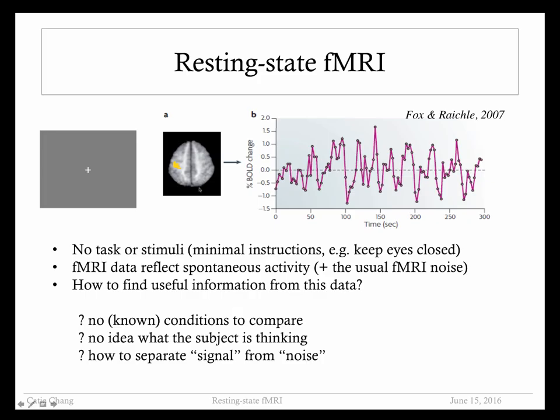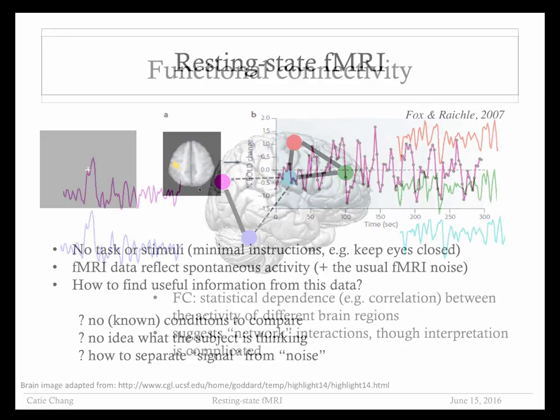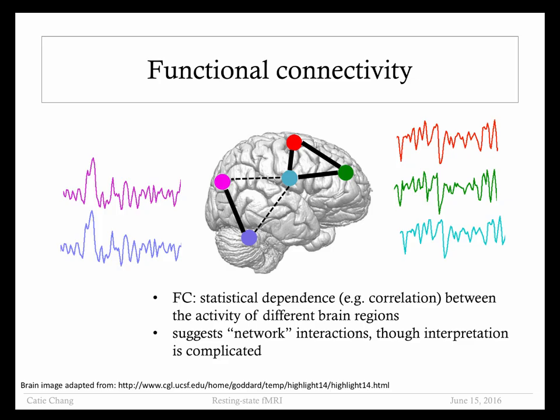One way is known as functional connectivity, and this is pretty much the core concept behind most resting state research. The main idea is that we look for similarities between the time series of different brain areas. So in this cartoon, these three areas express very similar time courses, and therefore we say that they have high functional connectivity, and so do these two.